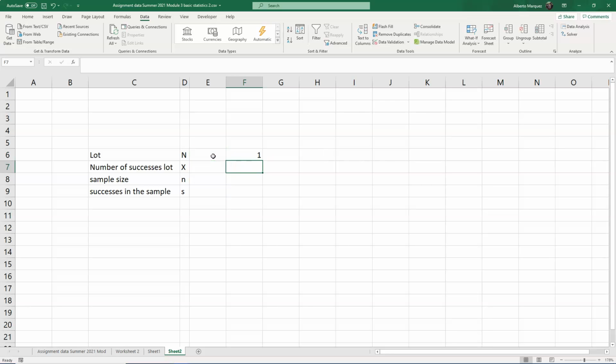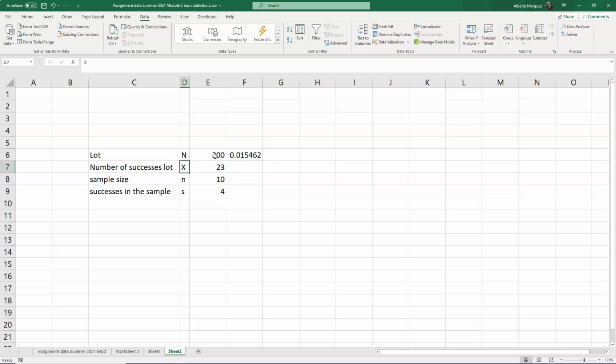Alright, and now everything is 0, probability is 100. But let's say that you have a lot of 200 and the number of successes in the lot is 23. And now the sample size, let's say that the sample size is 10. And you're interested in knowing the success in the sample being exactly 0. You have a probability of that happening, of having exactly 1, having 2, etc.